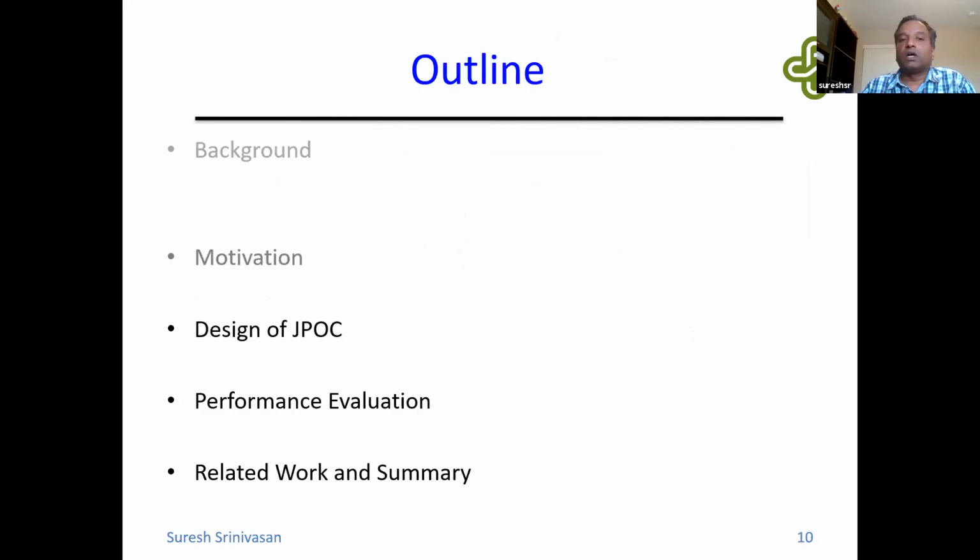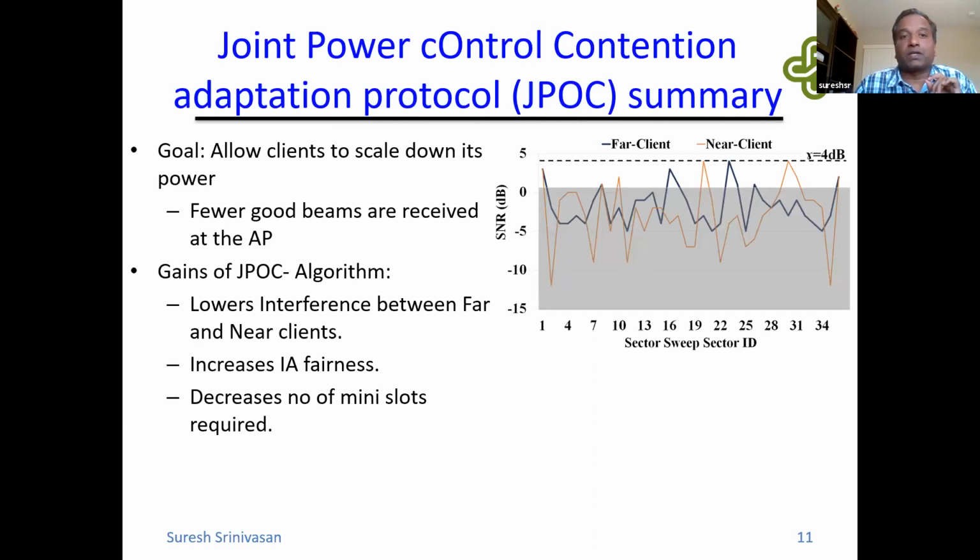So what we saw till now is the motivation, like the prevalence of the contention imbalance. We derived a metric for contention unfairness and imbalance, and we saw how the unfairness prevails and also the frequency of participation. Now we propose a new algorithm to overcome this initial access unfairness, called JPOC. To improve the initial access unfairness and contention adaptation protocol optimization, we propose the joint power control contention adaptation protocol, JPOC.